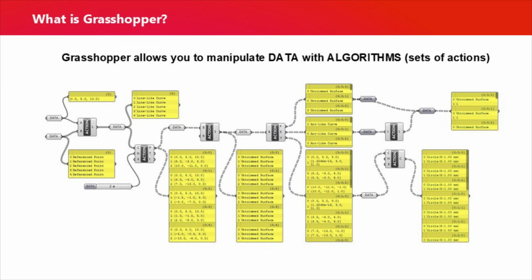So you can see here that data starts as something simple like a list of points. It passes through an action and becomes a curve. Those curves pass through another action and become the surface. So every step transforms the data. That is what a definition is, basically a chain of transformation from left to right.